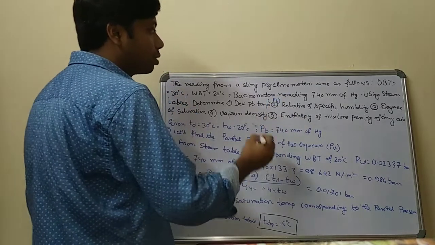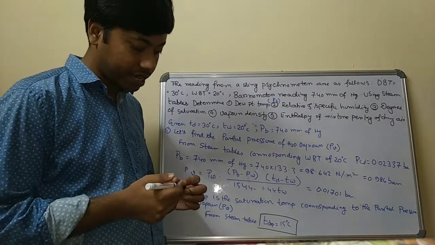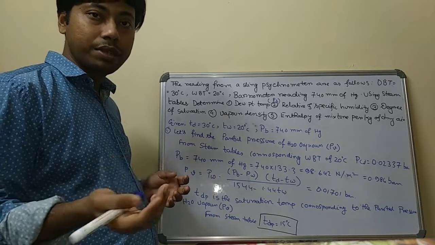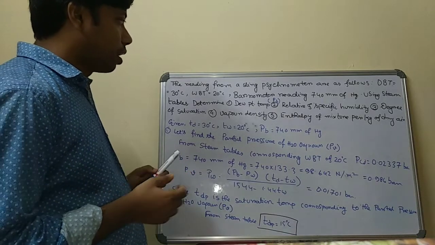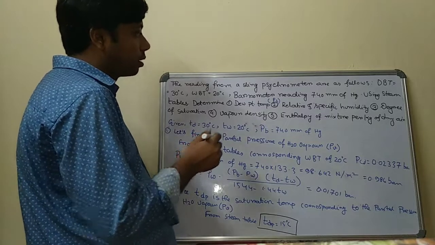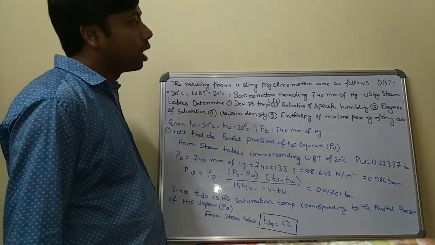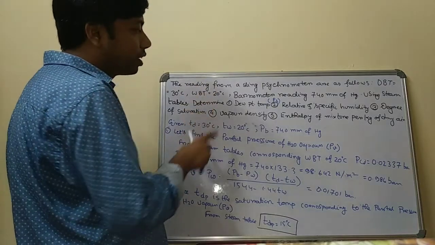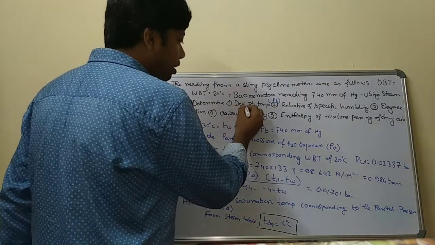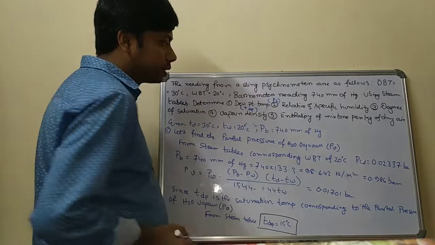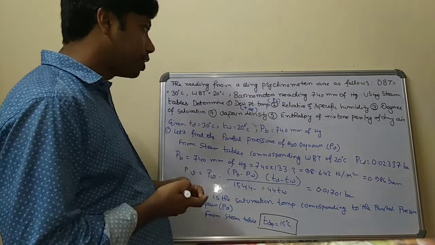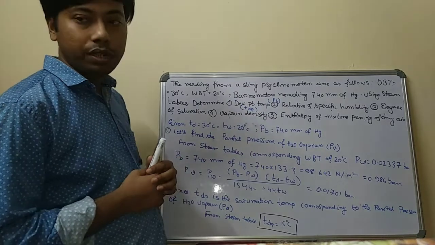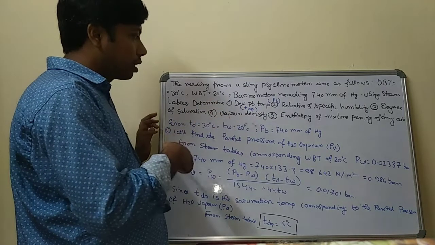From Dalton's law, the barometer reading PB is equal to PA plus PV. The barometer reading is 740 millimeter of Hg. Now using the steam table, first we will determine the dew point temperature, also written as TDP. Then the relative and specific humidity, degree of saturation, vapor density, and enthalpy of mixture per kg of dry air. All these terms you have to calculate.